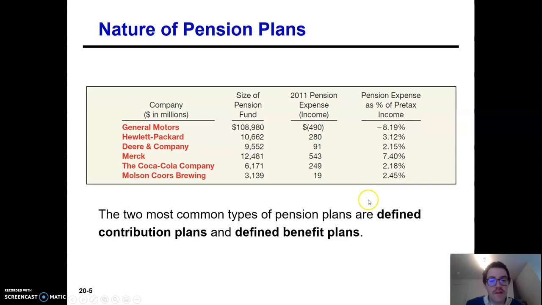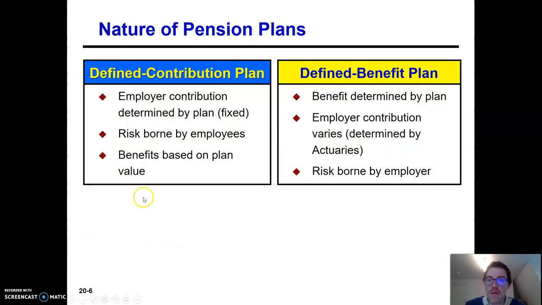But let's get into the meat of it. Pension plans are either defined contribution plans or defined benefit plans. And it's a very big difference, so we're going to talk about that. For a defined contribution, the contribution is defined. So there's a certain amount that the employer is going to contribute every year. There's no guarantee on what the benefits will be when you retire. So the risk is really borne by the employees. The benefits you're going to receive are based on the plan's value when you retire.